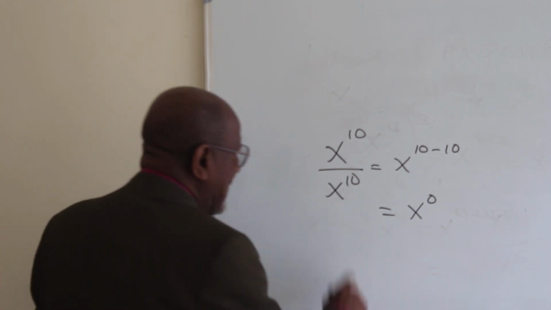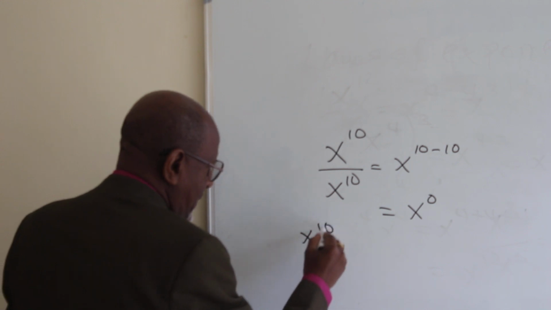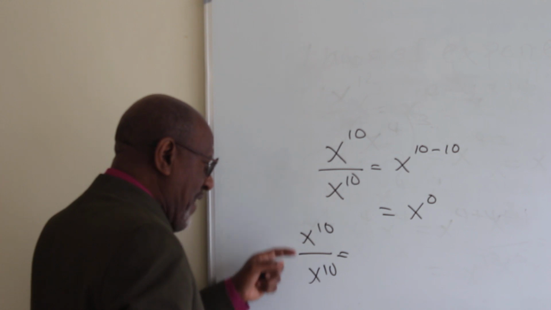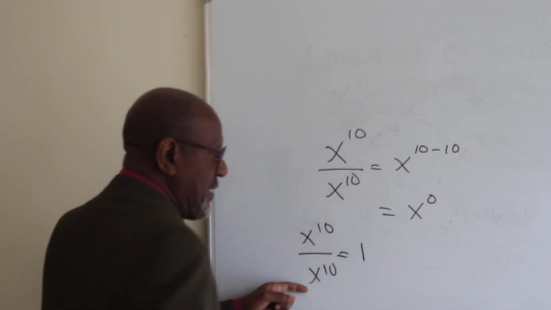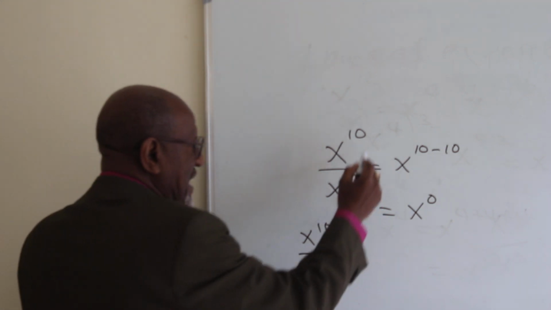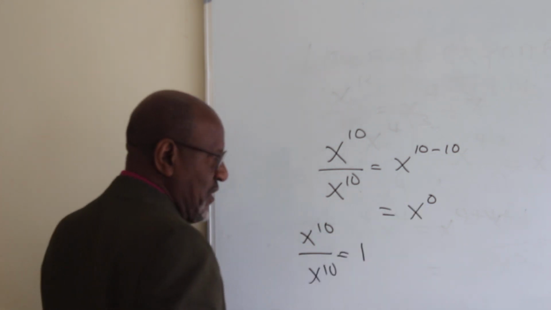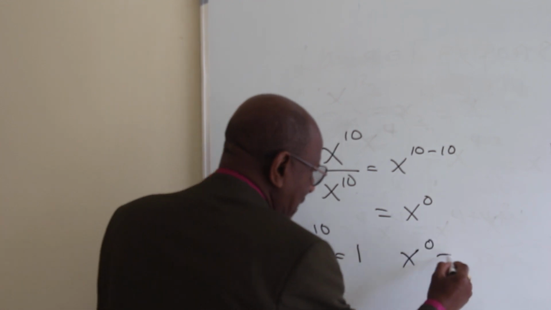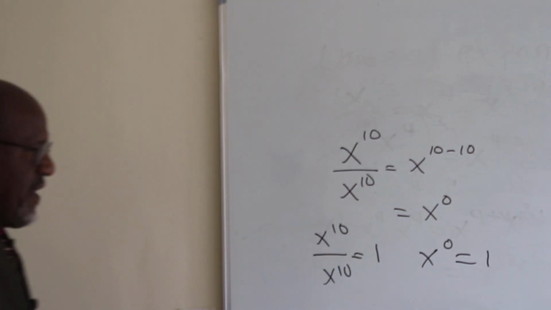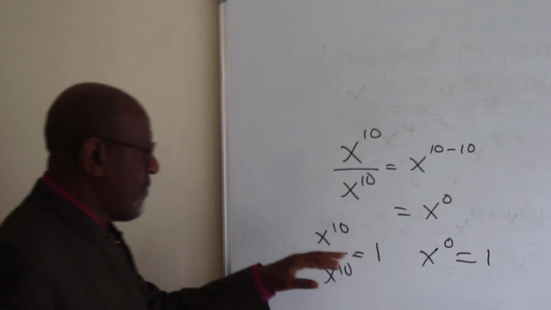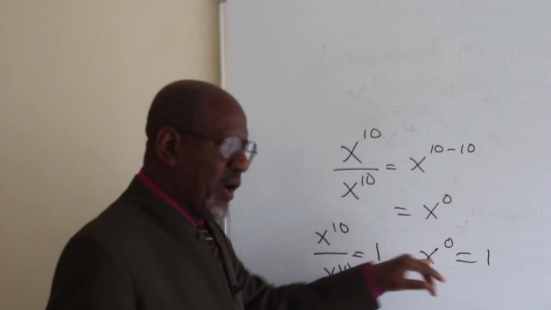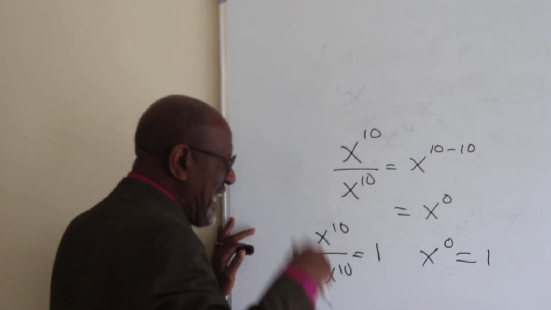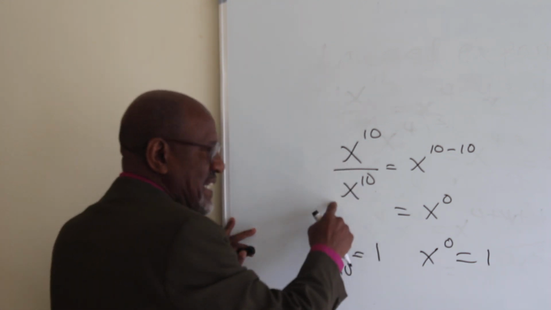So, x to the 10th divided by x to the 10th is a number divided by a number, so that would be 1. But we know here that x to the 10 divided by x to the 10th is x to the 0. So we can conclude from this that x to the 0 equals 1. In fact, we can say any number raised to the power 0 is 1, because raising a number to the power 0 is as if we say that number divided by itself.